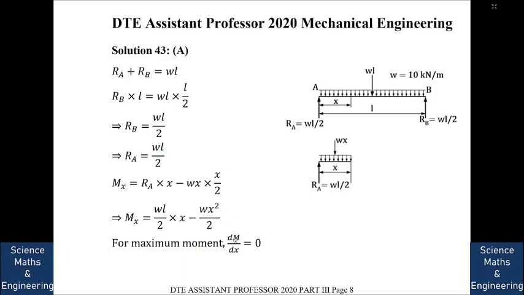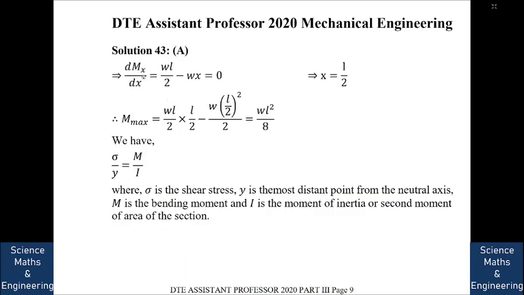Now for maximum moment, dM by dx is 0. So dM by dx becomes WL by 2 minus Wx, which is equal to 0, which implies x is equal to L by 2. Therefore, M maximum would be equal to how much?